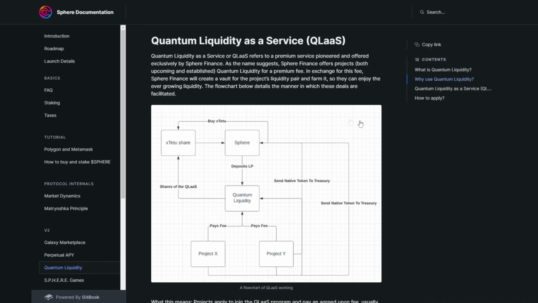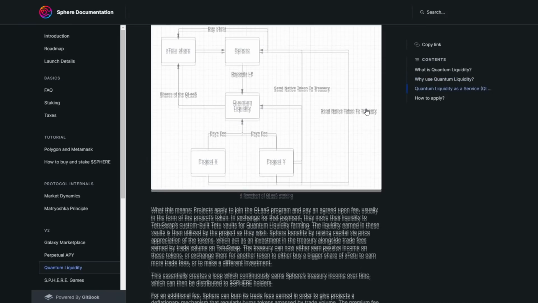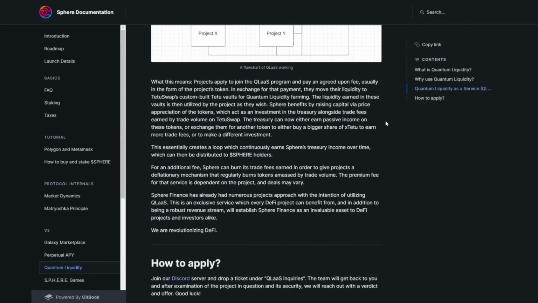In another video, I'll talk about quantum liquidity as a service, or QLAAS, and how that takes quantum liquidity even deeper to further benefit Sphere holders.